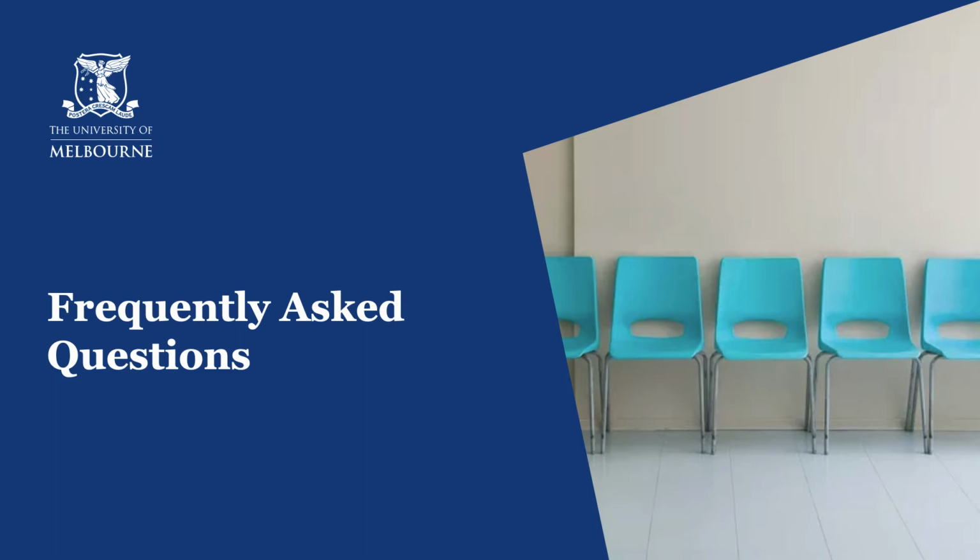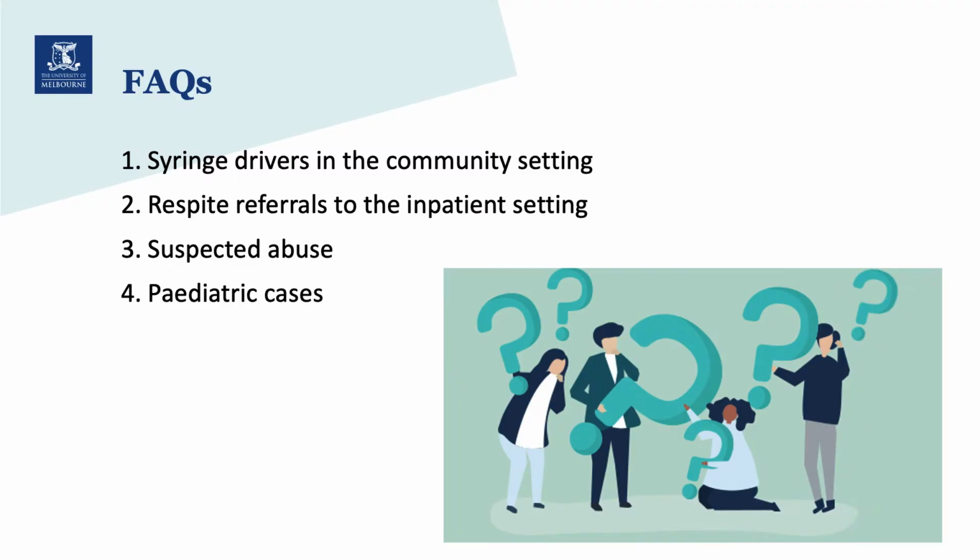So let's just run through some frequently asked questions that might have been generated by some of those cases and some others we might be able to think of. So firstly, syringe drivers in the community setting or subcutaneous infusions. So patients who are being discharged from inpatient care to the community setting whilst on a continuous subcutaneous infusion often require an immediate response from the community palliative care service to enable the infusion to be continued. But this does depend on local arrangements. So in some locations, this kind of task is done by a non-palliative community nursing service or a hospital at home service.